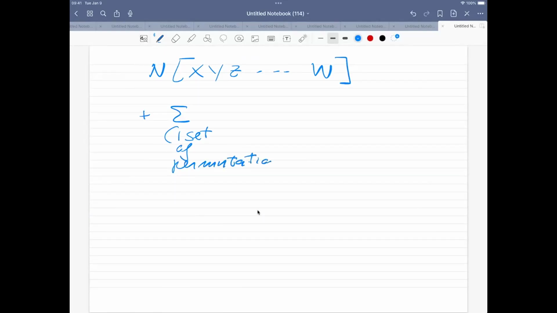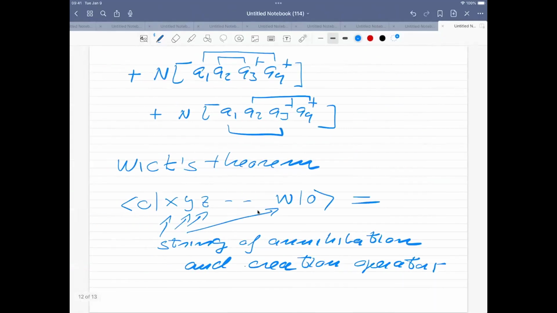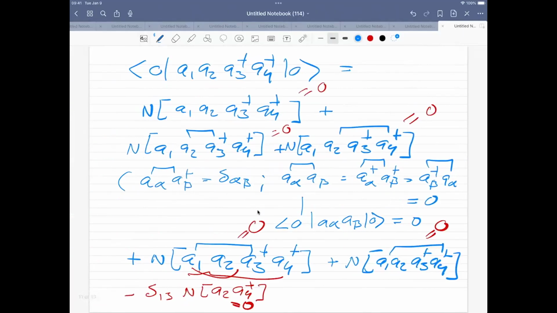And that runs over all the possible permutations we can make. So that is a normal order product of X, Y, Z, up to W. And then I'm just going to write it like this. So we're just performing one permutation. This is also automatically equal to 0. And we saw that from the calculation which we had here.